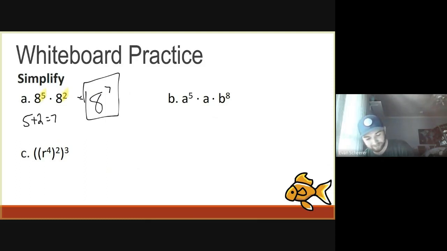Next, a to the 5th times a. Well, remember, a is just a to the 1st. So that means, remember, they have to be the same base also. Since they have to be the same base also, I'm looking at a to the 5th, a, but whoa. That b is a different one, so we can't do that. So we only do 5 plus 1, and that gives us 6. So that gives me a to the 6th power times b to the 8th power.